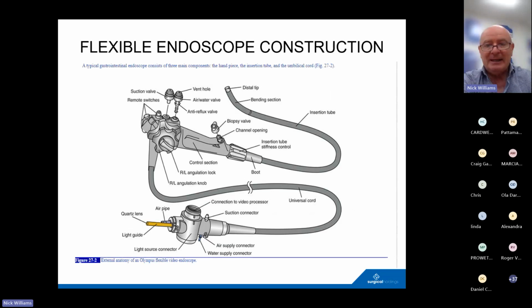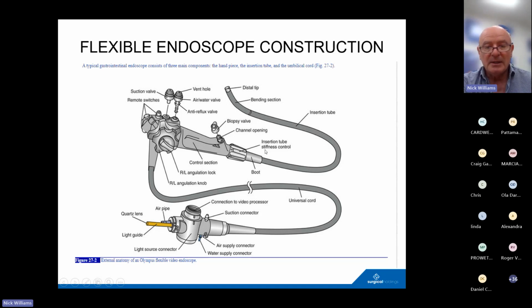I'm talking about the anatomy of the instrument. So this is the outer anatomy, if you like. I'll talk about the inner anatomy next. This is a very diagrammatic picture of a flexible instrument, starting at the distal tip and working backwards. This is the bending section, so that goes in up, down, left, right, coming back through the insertion tube, and then you get into the control body here.